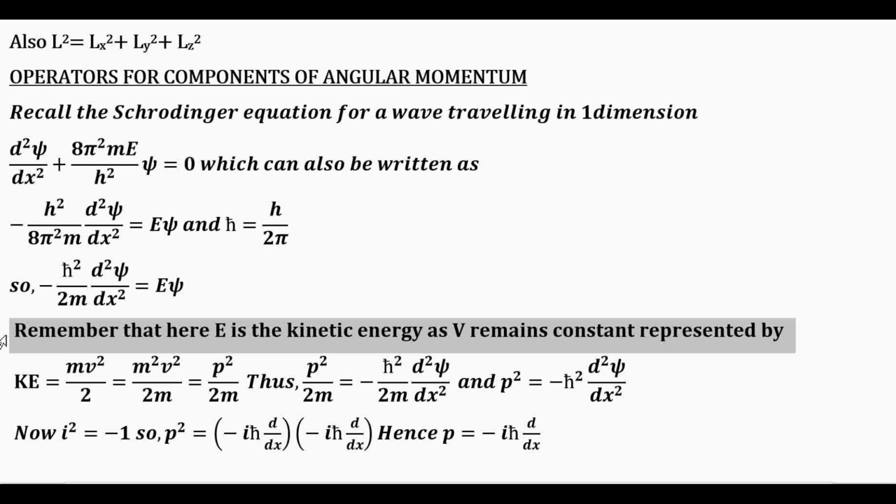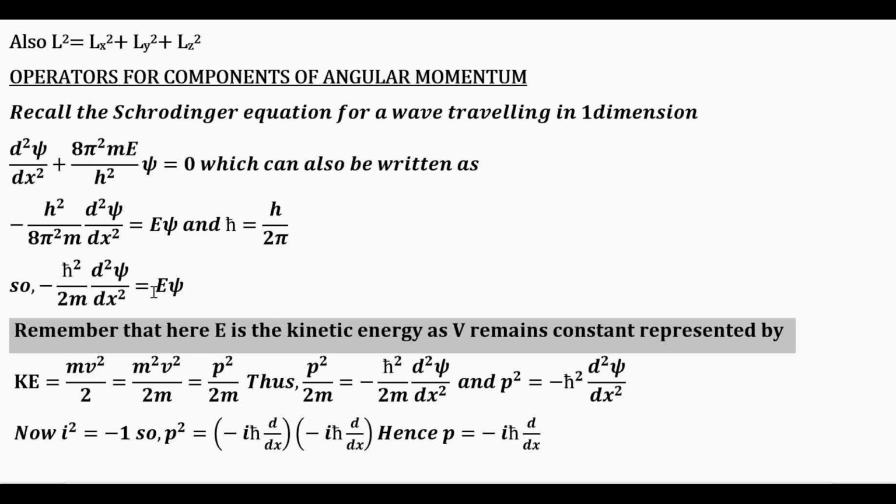And for mathematical simplicity, this potential energy is considered as 0. So therefore in the Schrodinger wave equation, here you write E psi, otherwise it should be E minus V psi. If it is a wave traveling in 3 dimensions, then you will have to write E minus V psi. But for 1 dimension, E psi is okay.